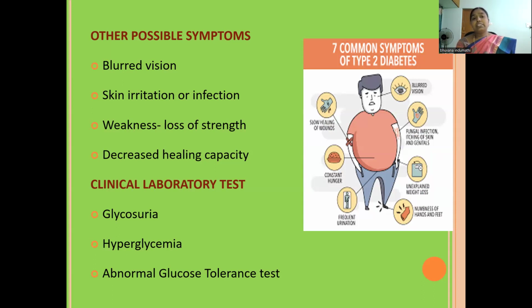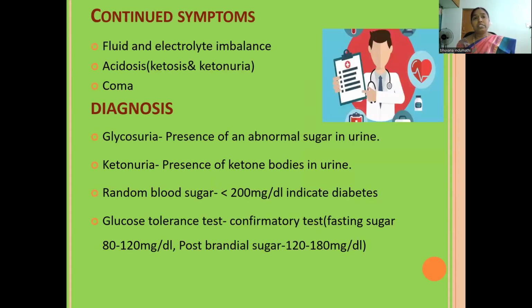Coming to the diagnosis, some of the clinical laboratory tests we can use to identify this are glycosuria, hyperglycemia, and an abnormal glucose tolerance test. The continued symptoms we can see are fluid electrolyte imbalance, acidosis, and coma.